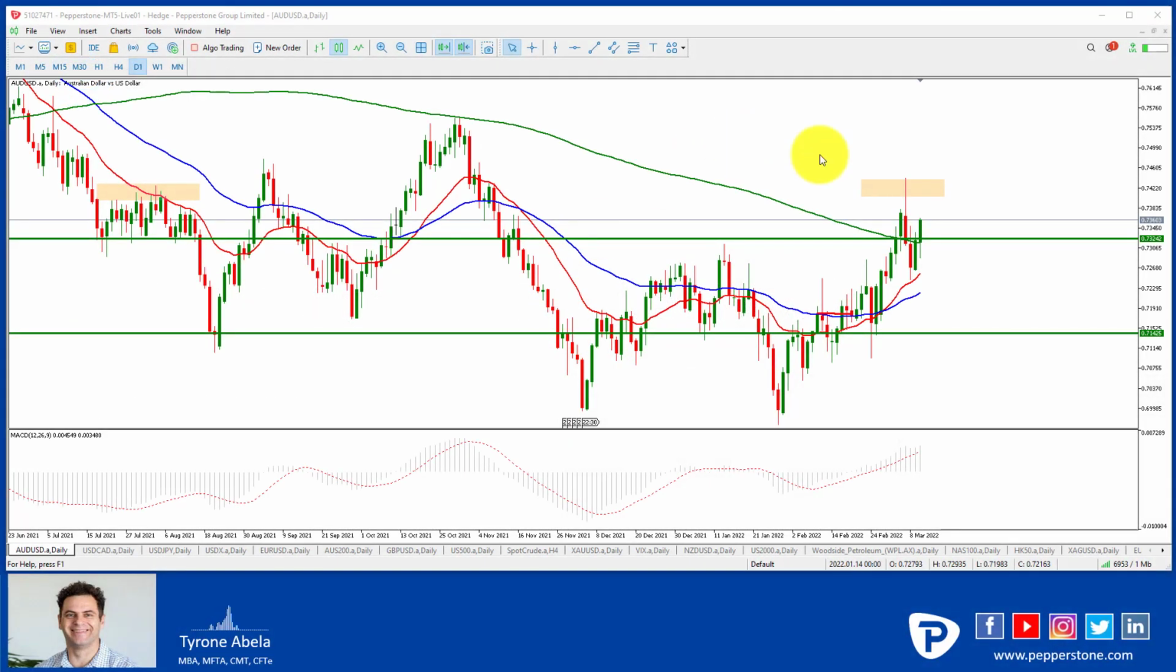So we'll jump straight into the Aussie USD here first. We can see that we had a really big move at the start of the week, touched the zone that we actually highlighted last week. So that's a really good move up to the 74.20.